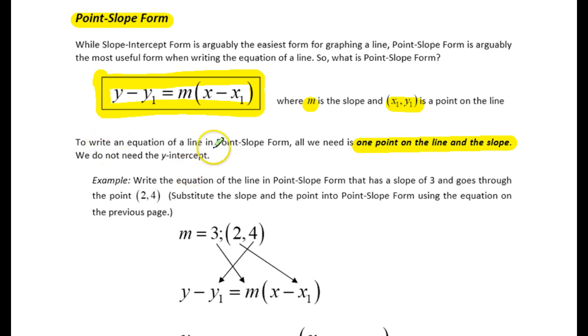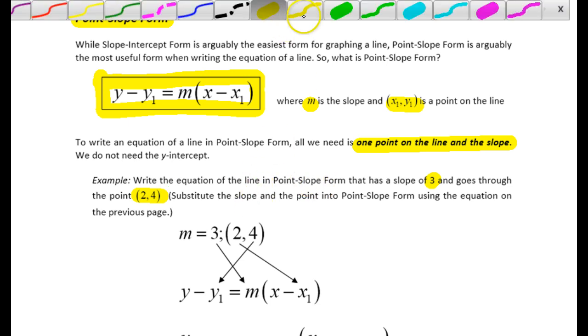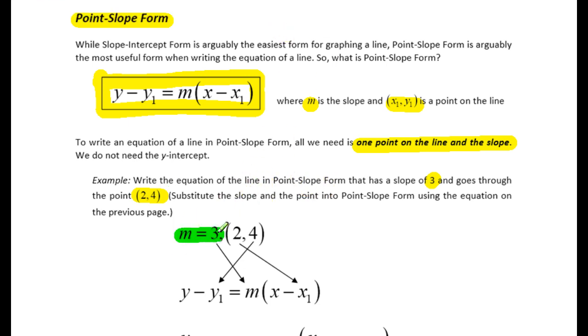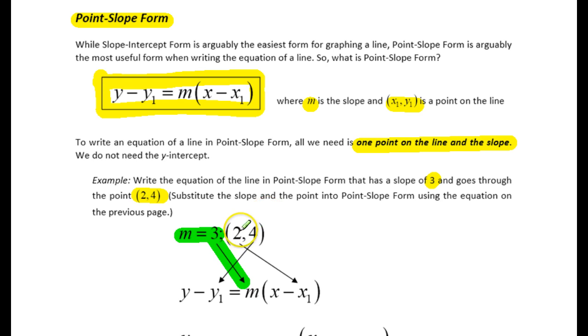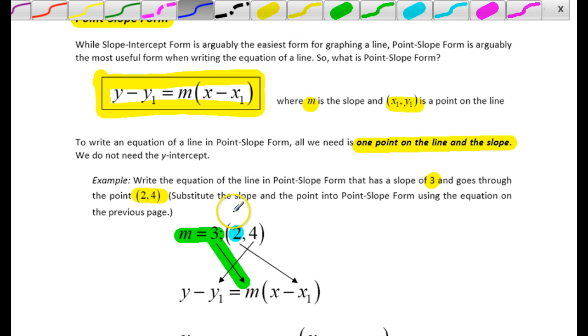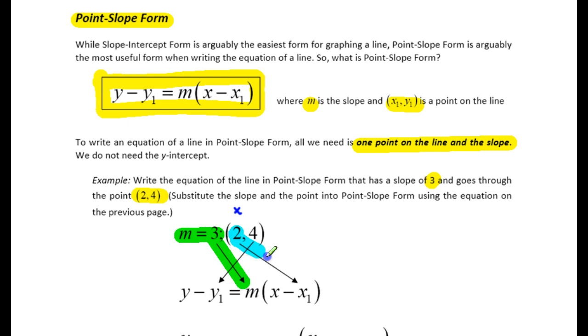Alright, so here's how you would do this. Example problem. Write the equation of the line in point slope form that has a slope of 3 and goes through the point (2, 4). Alright, so they've kind of broken it down here. So here we can see our slope is 3. Alright, so in this formula, y minus y1 equals m times x minus x1, we would plug in the 3 for the m. Okay? And then the only other piece of information they gave us was the point, and the point is (2, 4). So remember, on a point, the first number in the coordinate is the x value. So they took the x part of the point and plugged it into the x1.